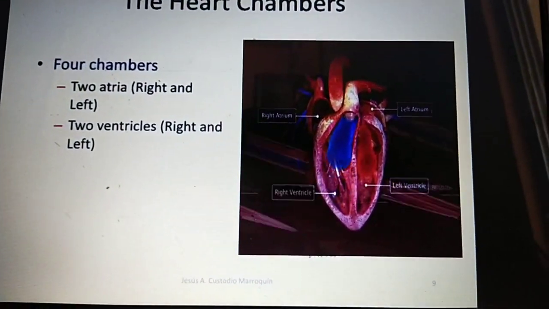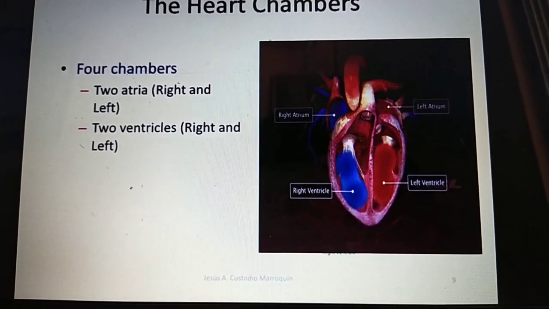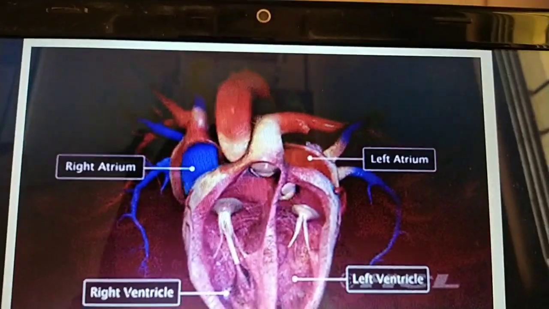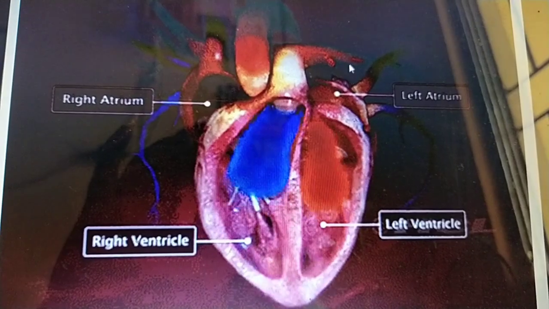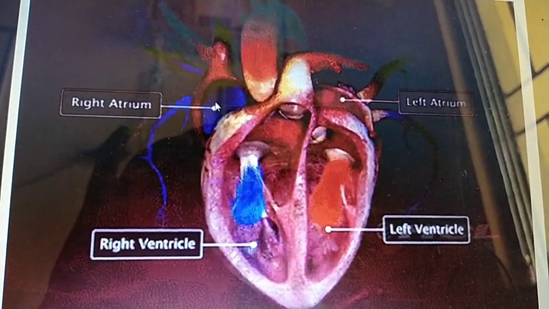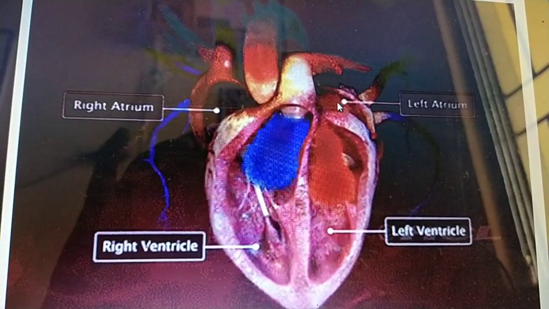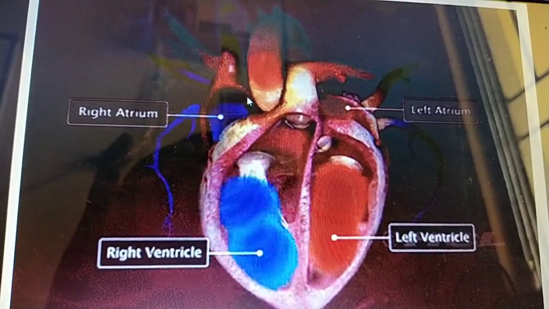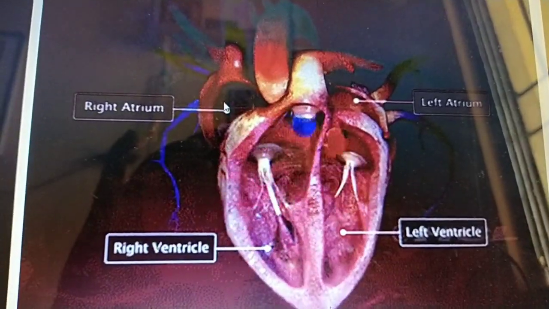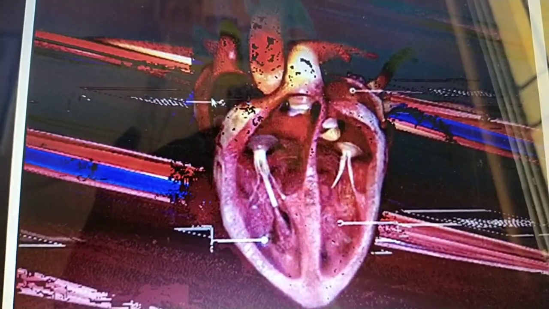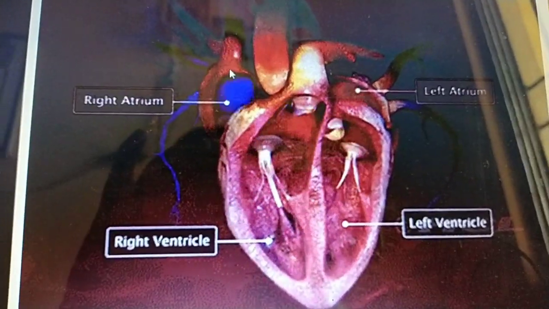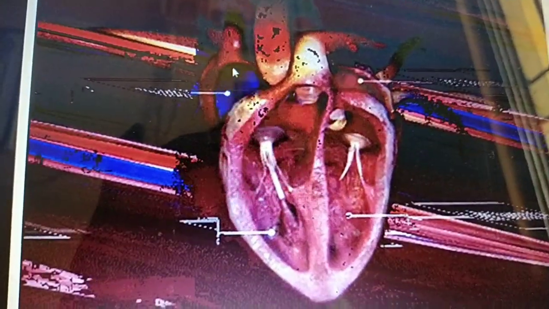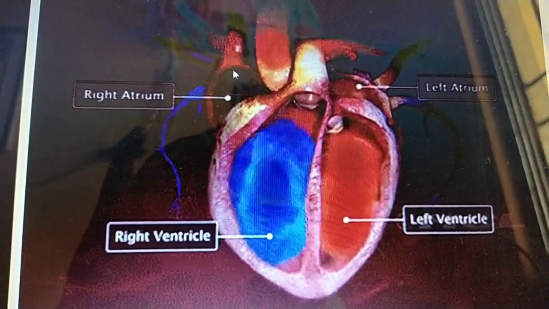In that, we can study some features of the atrium and ventricle. You can see here, this is the right atrium and this is the left atrium. This is the right ventricle and this is the left ventricle. Atrium means open roofed entrance hall.